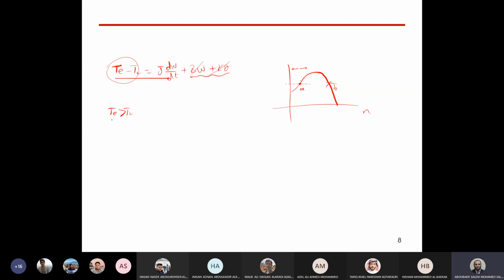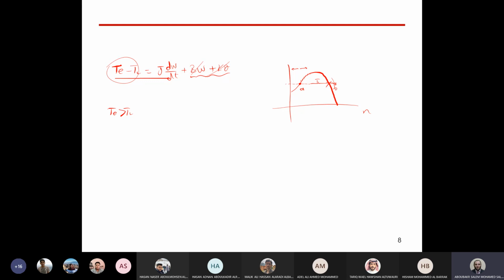If we have the same example, T electric is greater than T load. So the machine will accelerate. Right, guys? If the machine accelerates, this means we have now our curve like that. This is TL as it is, okay? And T electric is greater than TL, so this means the machine will be accelerated. So it will move in that direction.